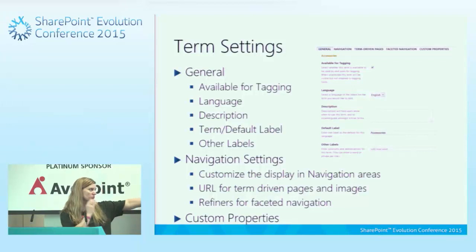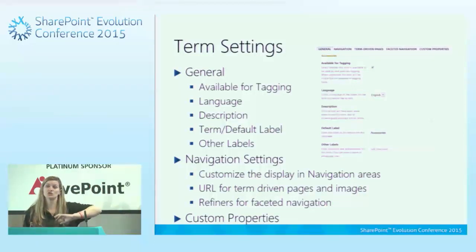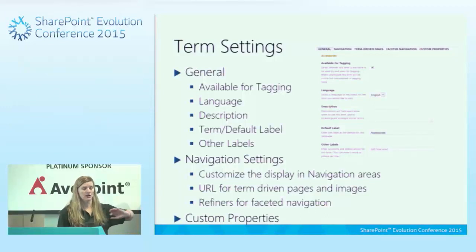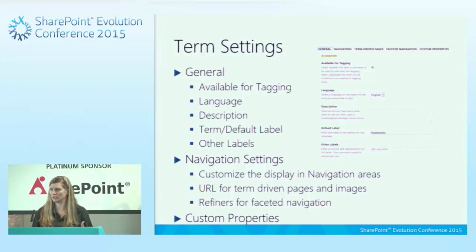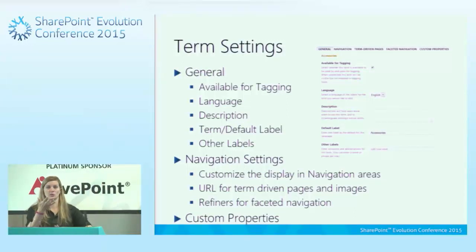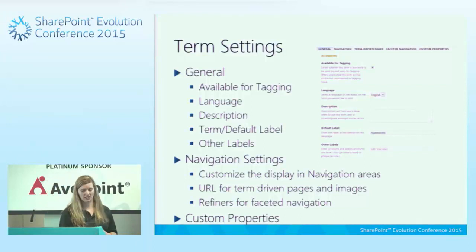If you're using term-driven images and pages, which you will sometimes when you go into really heavy catalog creation, then you can create the URL for those and what it's going to look like, if we're going to use a specific term set as part of the URL. And then, of course, you can show your refiners when you start working with faceted navigation. So that's when you're drilling further into data using that faceted navigation. And then, of course, you've got some custom properties. Again, that's part of your query settings.